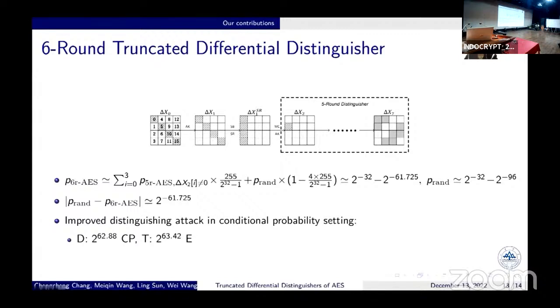And the distinguisher on 6 rounds is given, which needs 2 to the power of 62.88 tests, and 2 to the power of 63.41 encryptions.